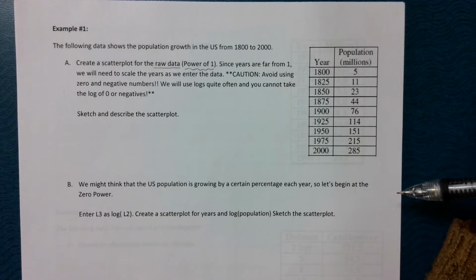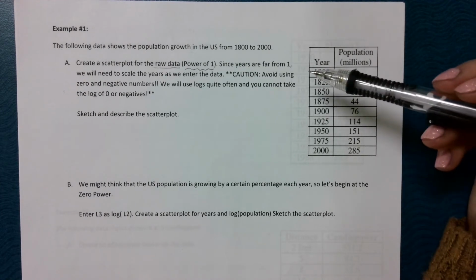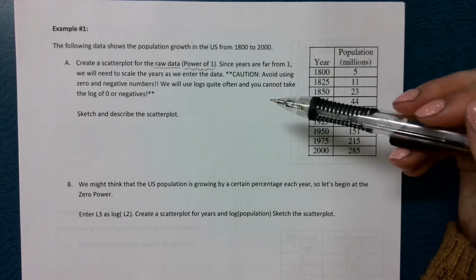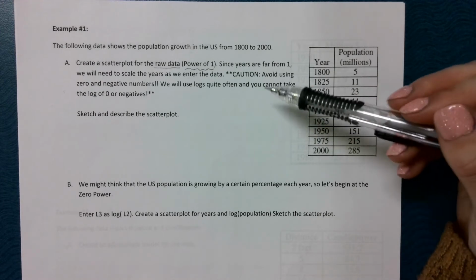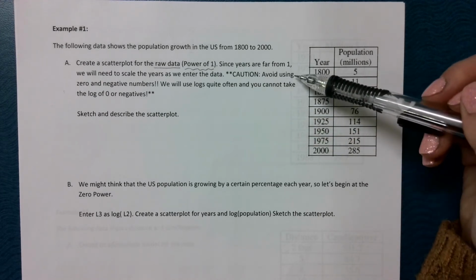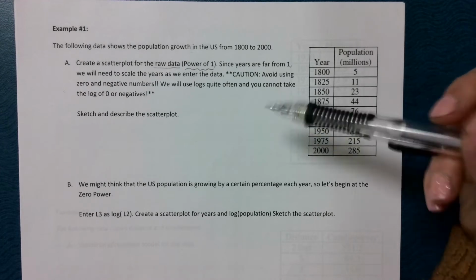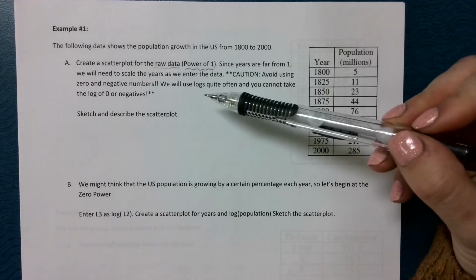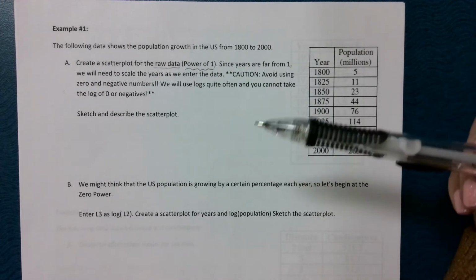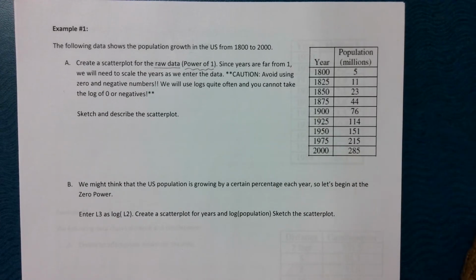meaning it's just the data that they give to us. Now, since these years are quite far from 1, we are going to scale the years as we enter the data. When we go to make that scale, we want to avoid using 0 and negative numbers. Oftentimes, we're going to use logs to re-express our data, and we can't take the log of 0 or of a negative. So I'm going to show you a few ways that we can manipulate this data using our calculator.